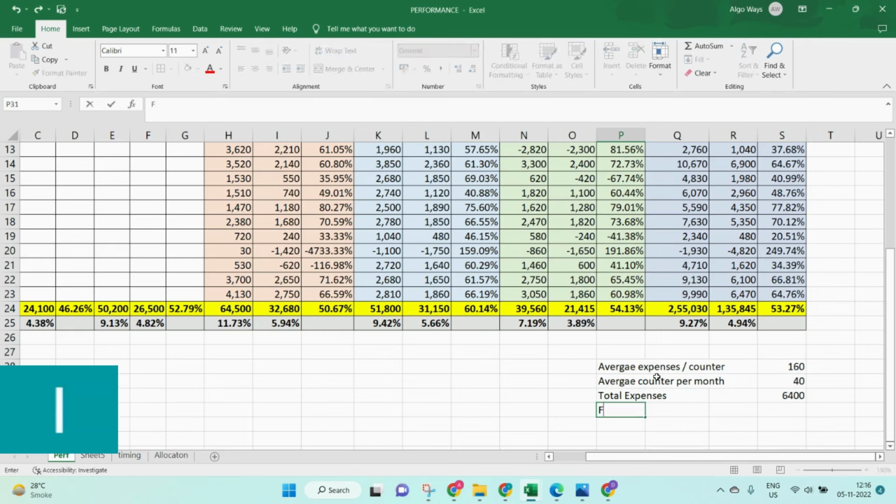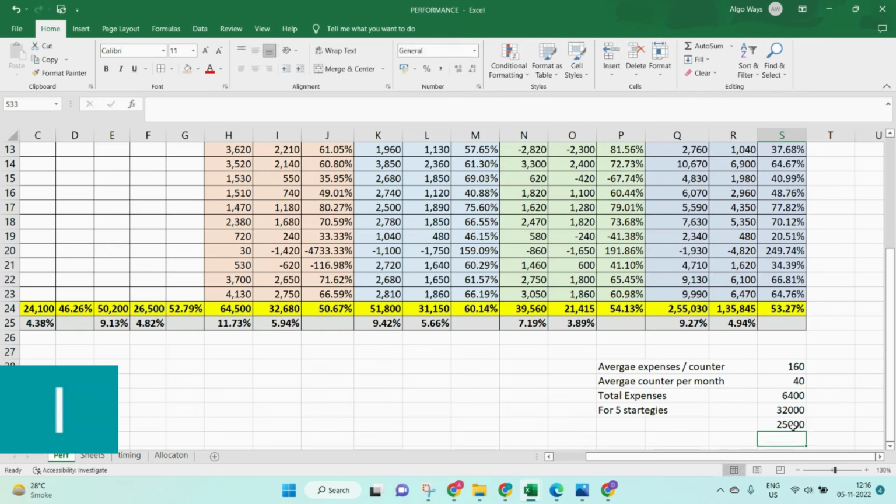For 5 strategies, it will be 6,400 into 5, 32,000. But it will be much less than this because all the strategies will not have 2 counters per day on average for the month. So it will be around, as per my experience, not more than say 25,000.